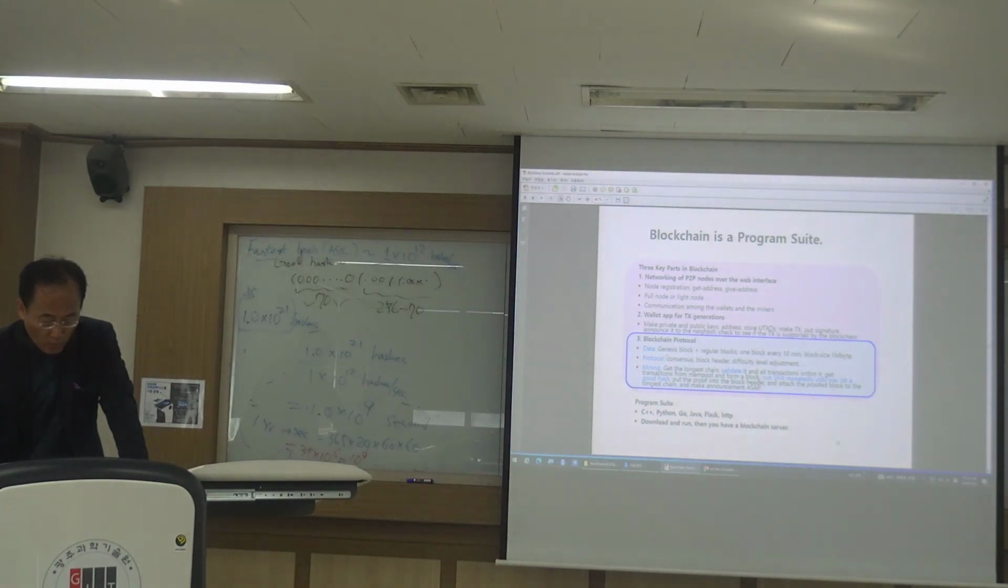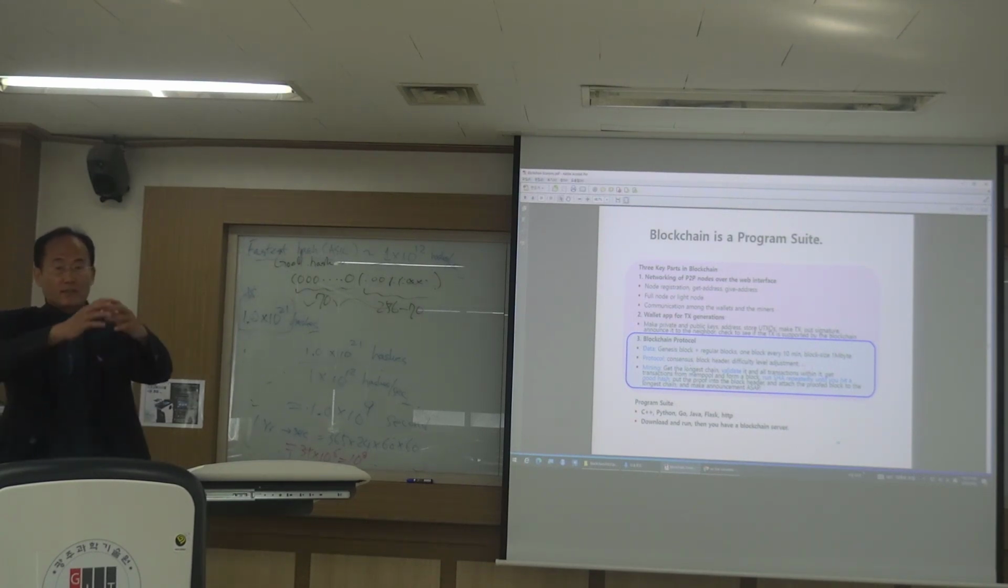And then the protocol is consensus protocol, block header, difficulty level adjustment. I'll get to this later on. And the mining is: get the longest chain first. Get the longest chain first if you want to mine it.